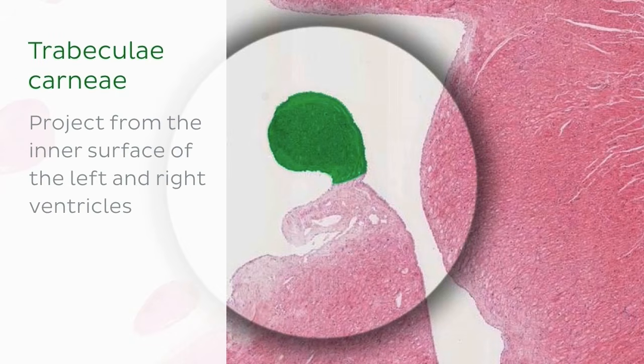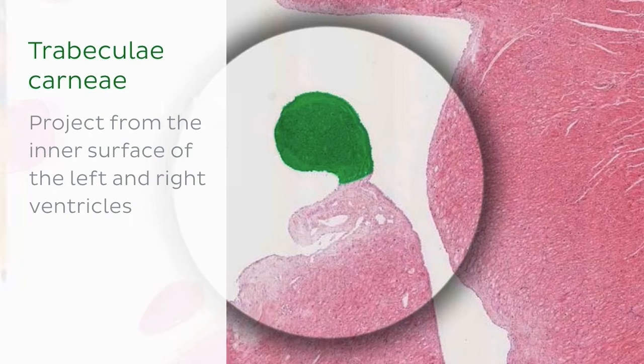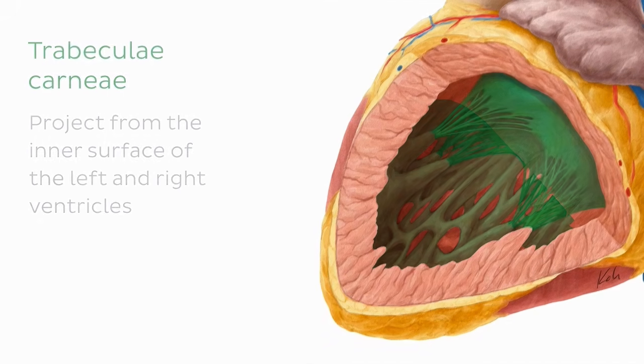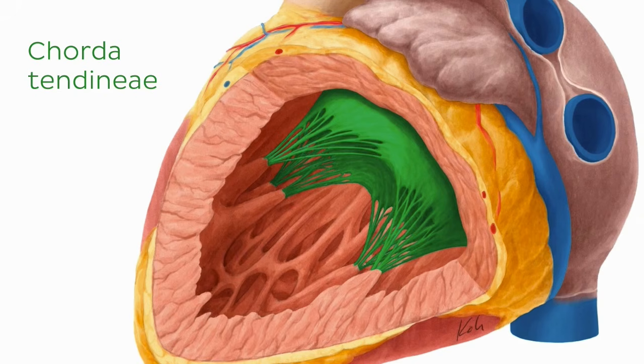Here in this micrograph we see the trabeculae carneae, which are muscular columns that project from the inner surface or walls of the left and right ventricles. In this illustration we can see the trabeculae carneae from a ventral view of the right ventricle. It's believed that the trabeculae carneae play a similar role to that of the papillary muscles, preventing the tricuspid and bicuspid valves from inverting by pulling on the chordae tendineae. By doing so, they stop blood from flowing back into the atria.